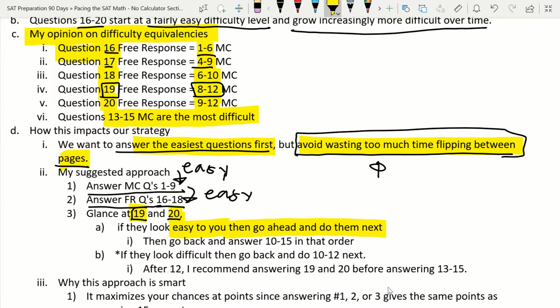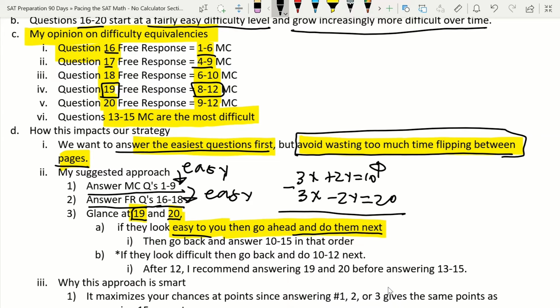If you look at 19 and you see a stacked equation sheet like I talk about, say it's 3x plus 2y equals 10, and say the next one's also 3x minus 2y equals 20, and we have to solve for y. We see we can use that subtraction there to get rid of x and then solve for y, so 3x minus 3x is going to give us 0. So if you see something like that and it looks really easy to you, go ahead and do it next. If you see a pattern or a trick that I've explained, use it next because that's going to be really easy and quick.